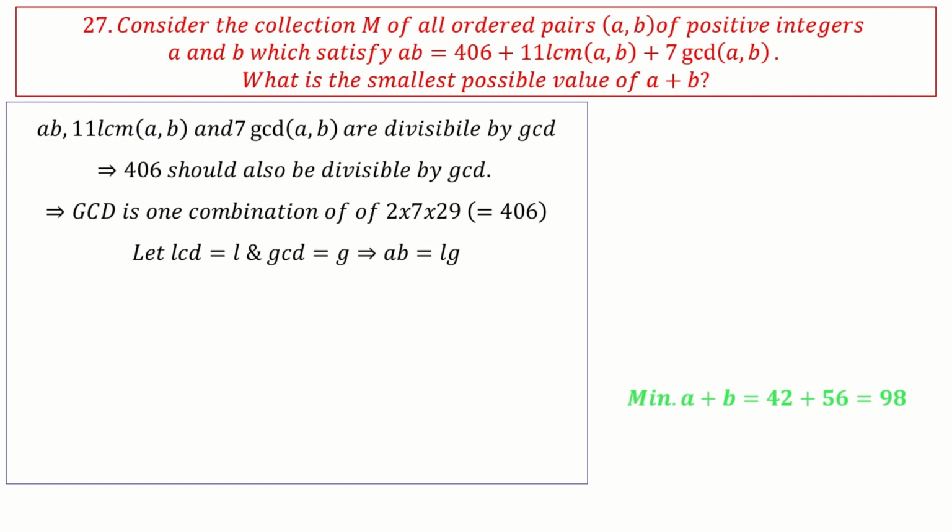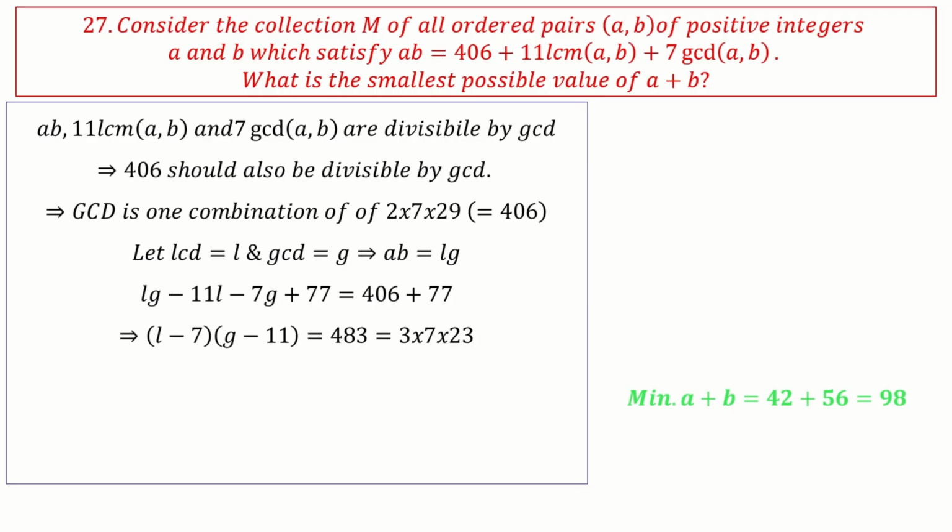Now let's say for simplification, LCM equal to L, GCD equal to G. So AB equal to LG, we know it. If I replace, the equation will become LG minus 11L minus 7G. I'm adding plus 77 just to factorize easily, equal to 406 plus 77. I'm adding 77 on both sides. Now the LHS I can factorize as (L minus 7) into (G minus 11), and I am playing with completely integers, so this is very easy to solve. Equal to 483. 483 is 3 into 7 into 23.